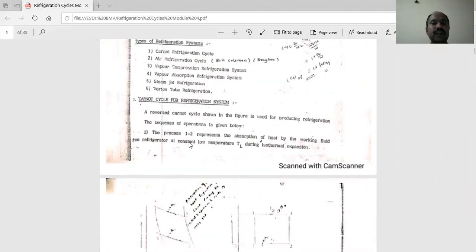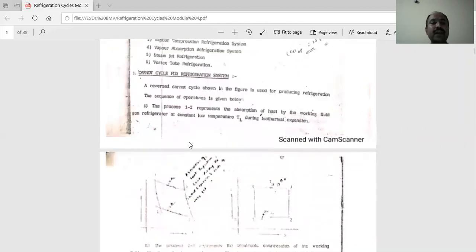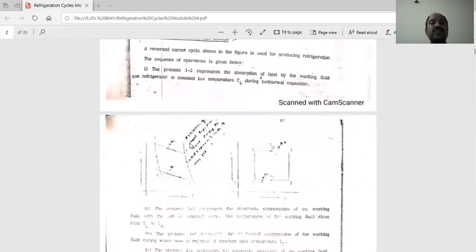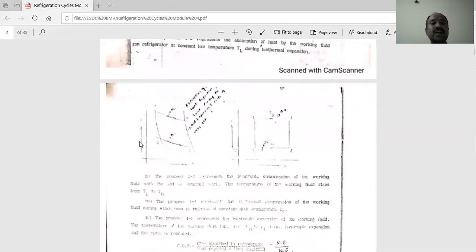Already we know the Carnot refrigeration cycle is an ideal cycle. It will always contain four different processes: two isothermal processes and two adiabatic processes, adiabatic compression and expansion, and isothermal compression and expansion. Already we know this Carnot cycle. The reversible Carnot cycle acts as a heat pump and also as a refrigeration system. Here also the same thing exists, the Carnot refrigeration cycle.